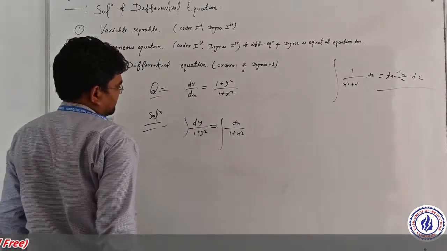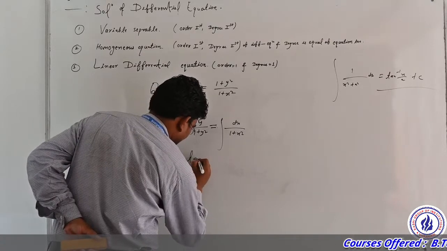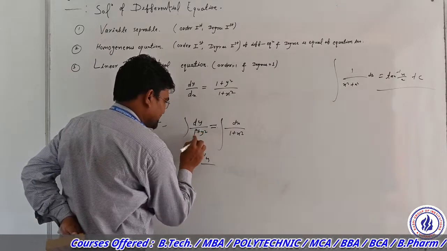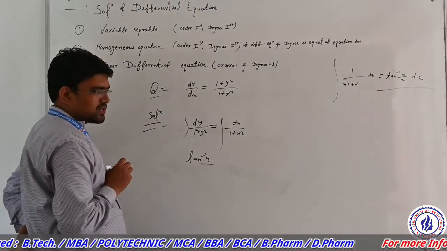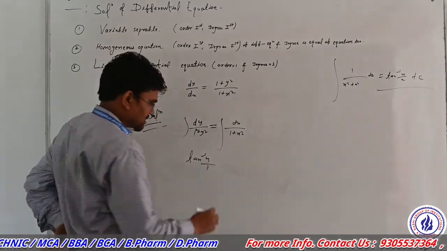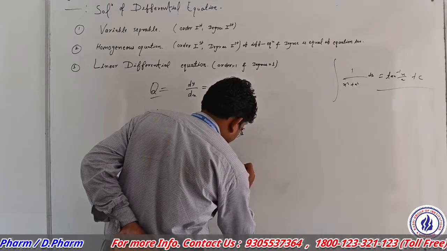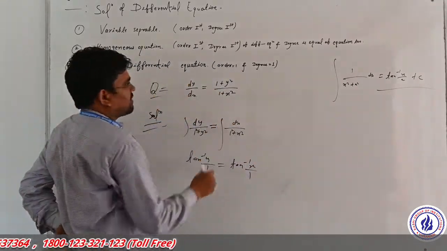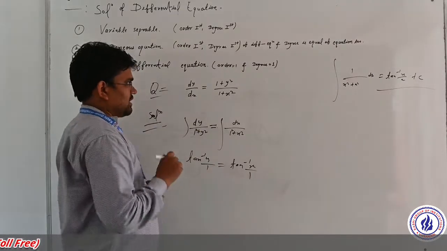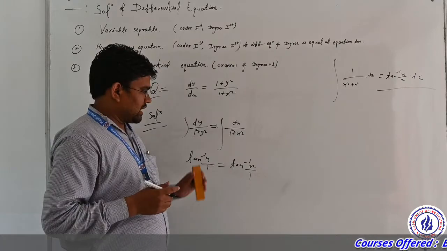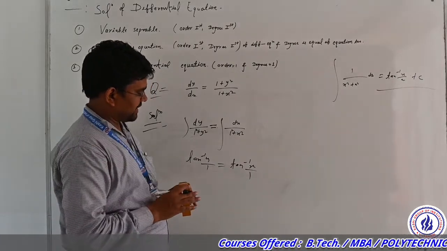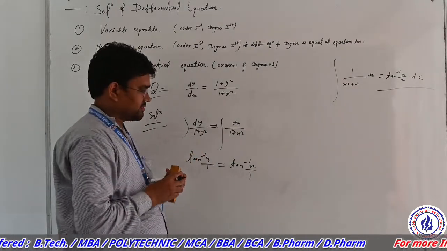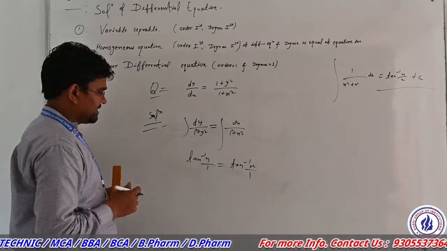So its integration will be what? We have tan inverse y, with 1 in the place of a, since 1 square is there. So here we have tan inverse y upon 1, and here tan inverse x upon 1, because this is the type of a square plus x square in the denominator with dx. Now we again need to add the constant. So what kind of constant will be there? That is a very important and necessary point.